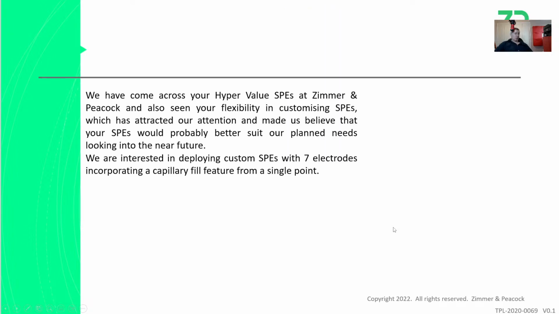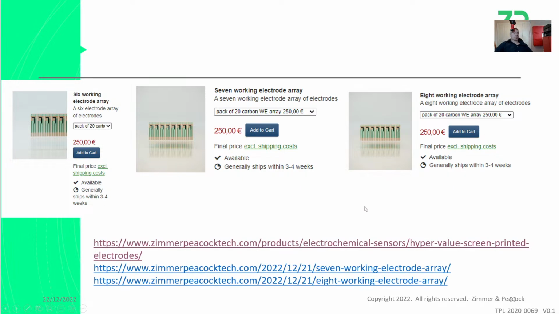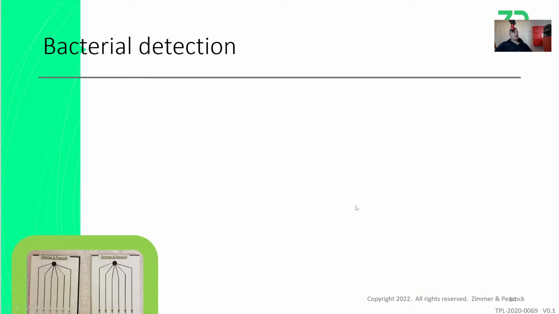Question number 6 was somebody wants a 7 working electrode array. And so I just said to them, sure, we can take our Hypervalue electrodes. The way we make these Hypervalue electrodes, we make them in quite large sheets. So we can cut as many electrodes out as we want. So making 6, 7, 8 electrode arrays is really no problems. The only thing about 7 is it's a bit of a weird number.